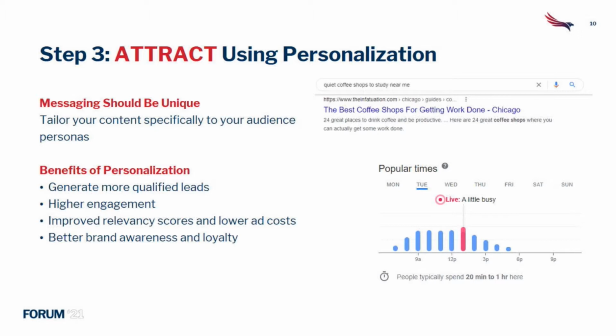So you can see here on the right, this is just a quick Google search of quiet coffee shops to study near me. And I get very personalized information where it'll even pull up the times that this coffee shop is the busiest, so I can pop in this coffee shop when it's a little quieter.